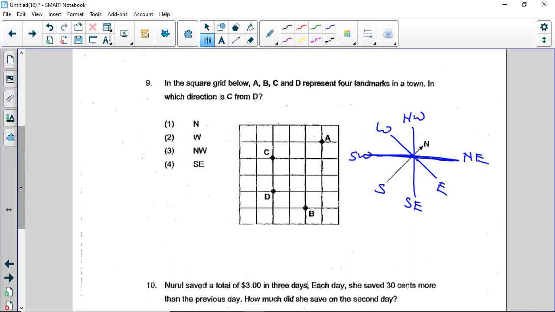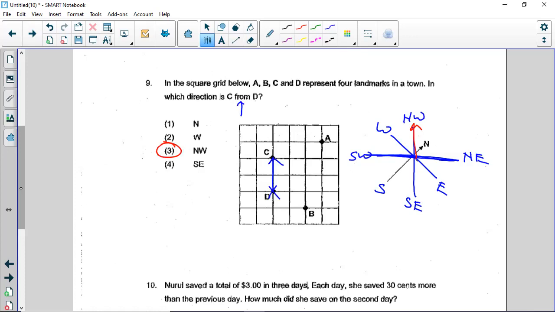Okay, now which direction is C from? Look out for the word from. It means where do you start from? You start from D. Then you go to C. All right, and what direction is that? That will be the northwest direction. So your answer has to be number 3. Okay, so what is from? From means you start from there. Okay, let's go to number 10.